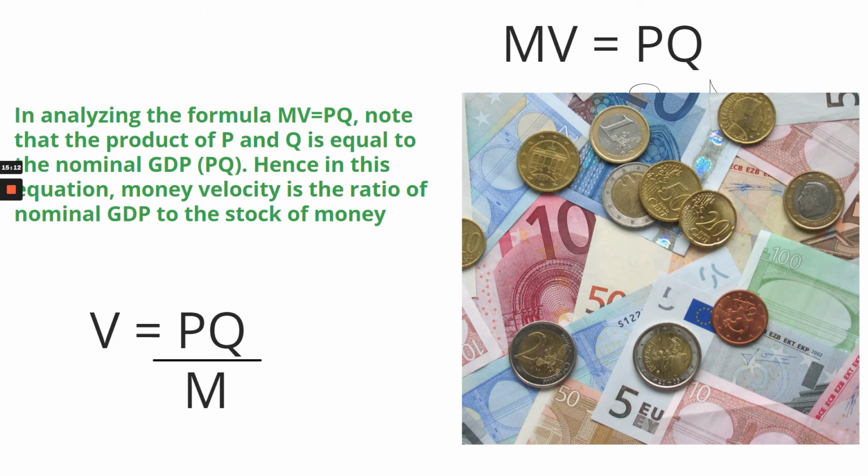So, in analyzing the formula MV equals PQ, you have to note that the product of P and Q is equal to the nominal GDP. P times Q. Hence, in this equation, money velocity is the ratio of nominal GDP to the stock of money. So when looking for velocity, this will be PQ, the nominal GDP, over the stock of money. But if we want to know the money, that will be PQ over V, over velocity. Okay, so let's try. Let us see how this is going to work.